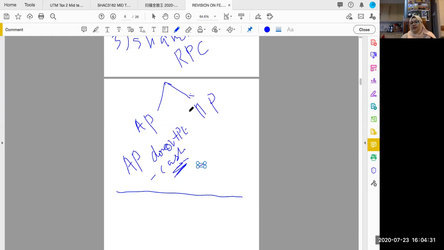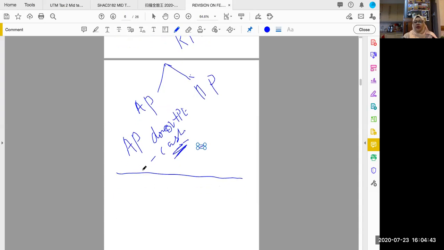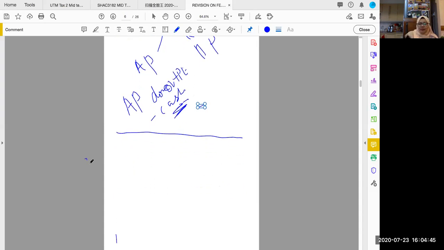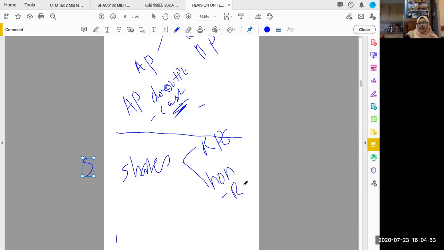So that's your AP, and of course your DP depends on the disposal price of the shares. Now we are referring to the shares. If you have shares in the company, you have to remember that the shares could be RPC shares, or they could be non-RPC shares, depending.